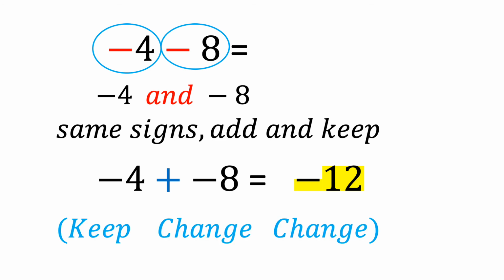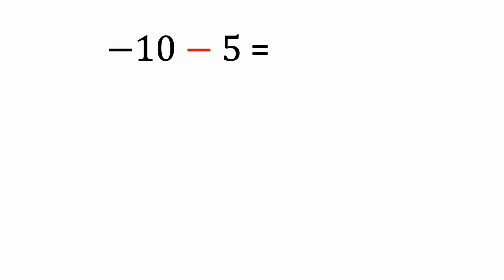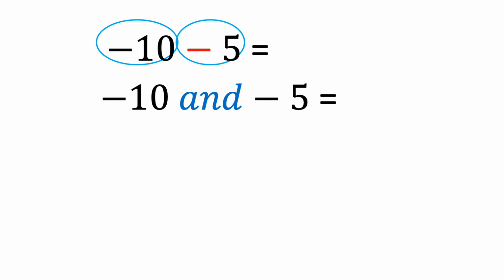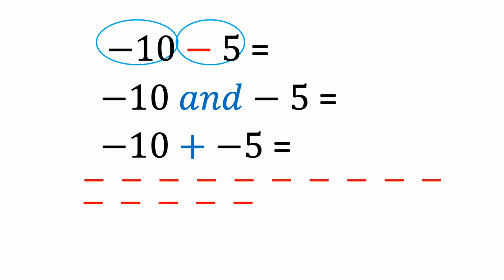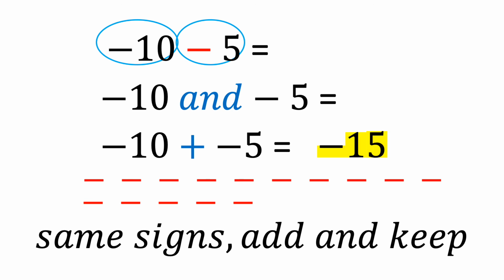You can also see it as keep, change. Negative stays with the 4. Keep the negative on the 4, change the negative to a plus sign, and then put a negative in front of the 8, and you see it's negative 4 plus negative 8. Negative 10 and negative 5. Again, we're adding negative 10 plus negative 5. That gives us 15 negatives. Same signs, add and keep.